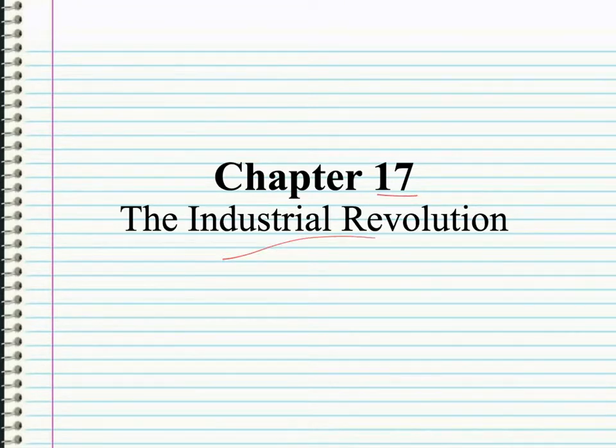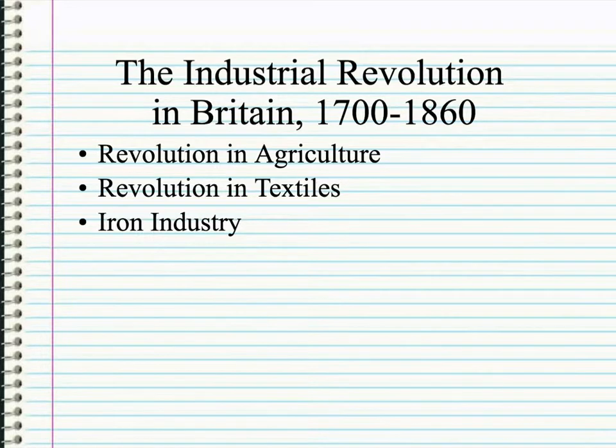Chapter 17, the Industrial Revolution. So we're going to start this chapter by talking about the origins of the Industrial Revolution, which took place in Great Britain. We'll talk about stage 2 of industrialization from 1860 to 1914, what life was like for those in industrial societies, and then the effects of all of these changes with labor movements and socialism, and then ultimately new patterns of urban life. The Industrial Revolution in Britain, 1700 to 1860.